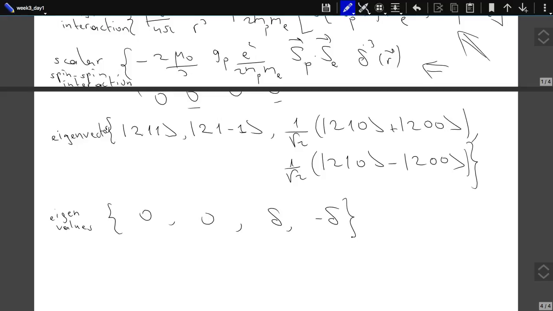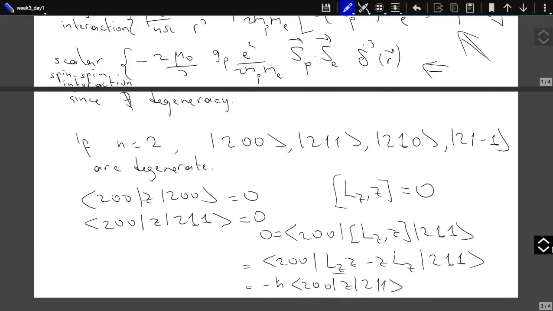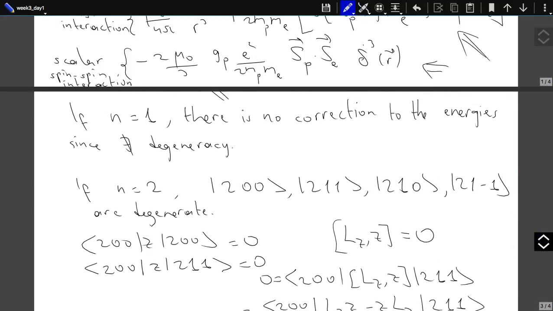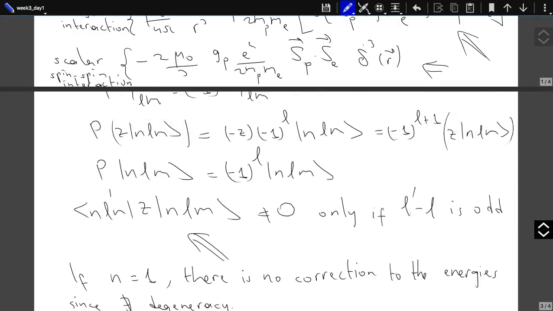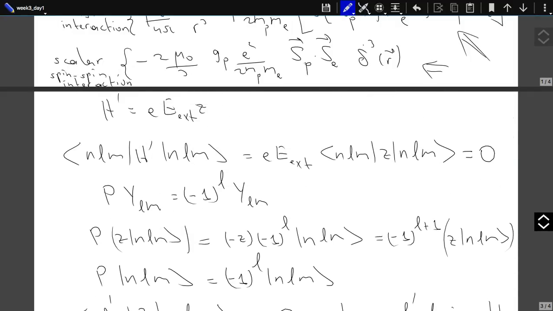So basically, we started with a degenerate state, and that split it into three parts. One was shifted up, the other one is shifted down, and the other one just stayed there. There's no correction to that. So you have to be a bit careful. Just because the diagonal matrix elements are 0 doesn't mean that there is no correction to your states if you are doing degenerate perturbation theory.